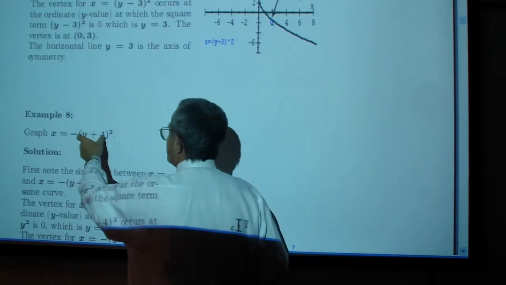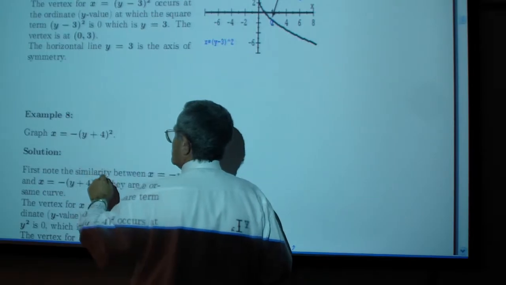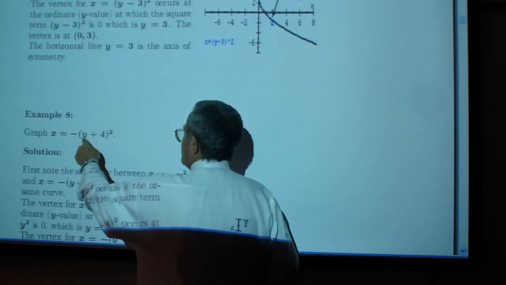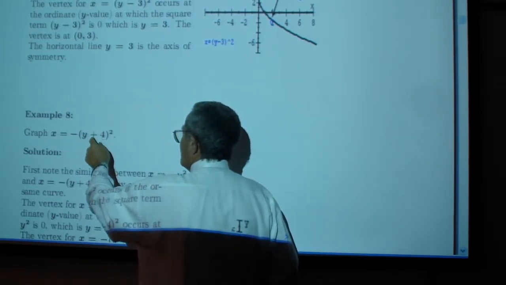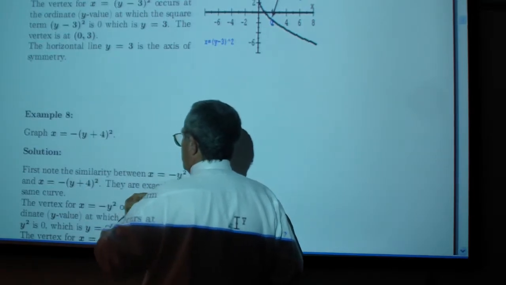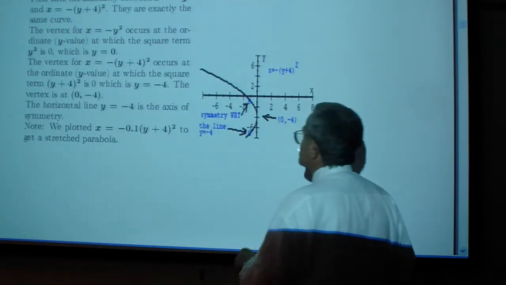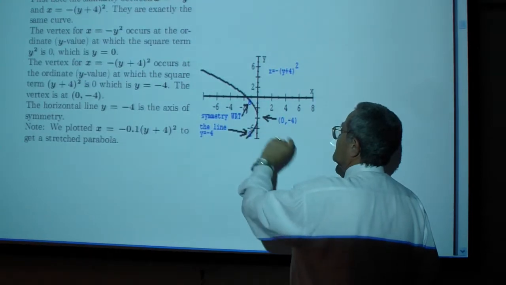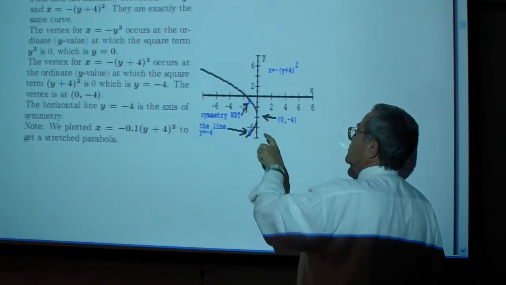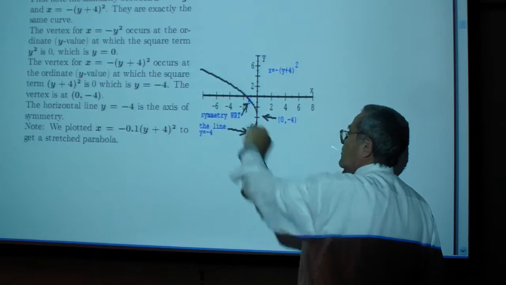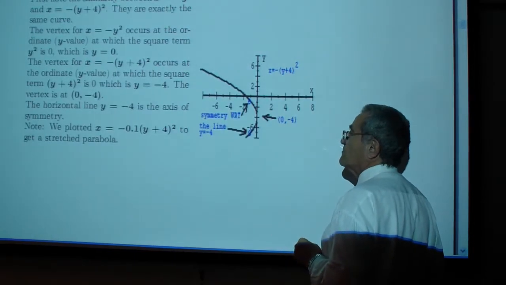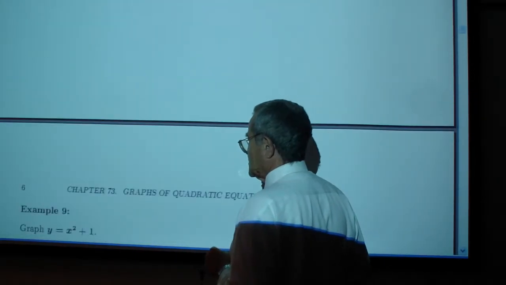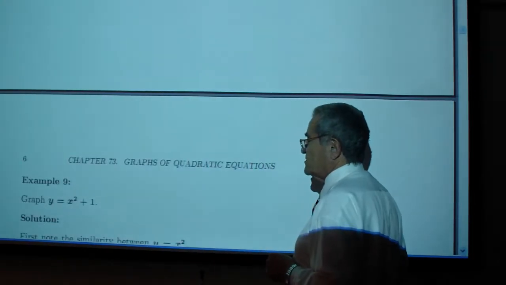X is a negative quantity squared, so x is always negative. If y is equal to negative 4, I find my vertex. So at negative 4, I get my vertex. And this is like x equals negative y squared that we have seen before. You can slow this down and study it.